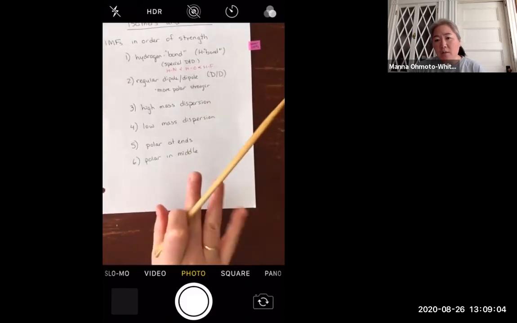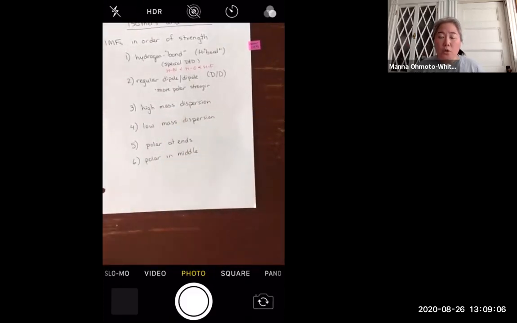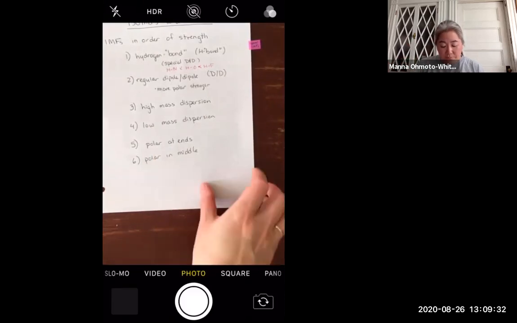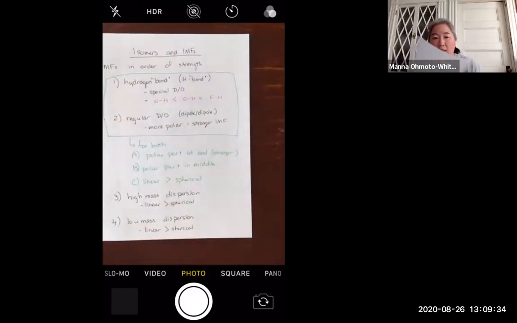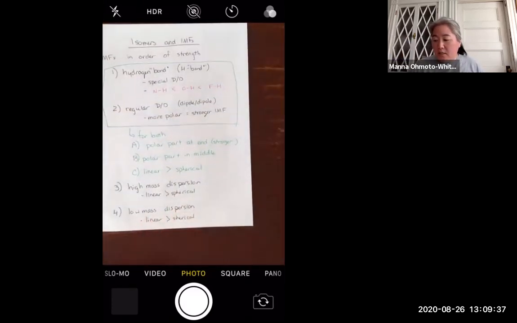And then when we start talking about isomers, it helps to look at placement. So there's a couple of things. If my polar end, or what we call a moiety, is at the end, it is stronger than if my polar moiety portion is in the middle. And then there's also the shape of the molecule. So if the shape is more linear, it's going to have a stronger force of attraction than if the shape is spherical. So again, this is another way of looking at it.